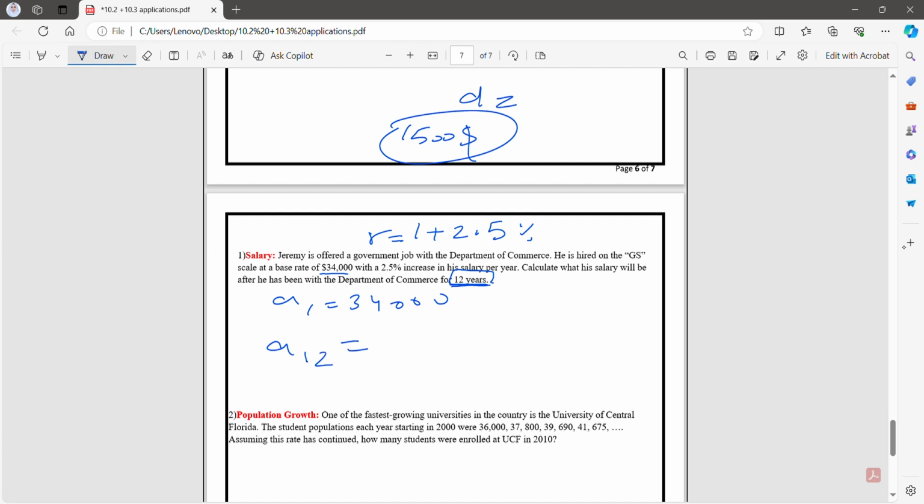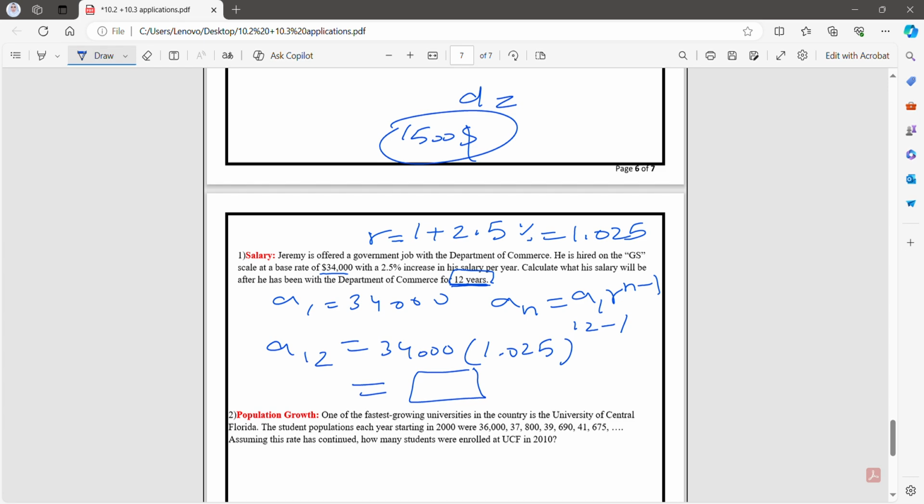And you know that the term formula in a geometric sequence is an equals A1 R to the n minus 1. So A1 is what? 34,000. R is what? 1 plus 2.5%, which is 1.025. You can check by calculator. So R is 1.025. N is 12 minus 1, right? And then just give this to the calculator and you will get the answer. Okay, now move to the next question.